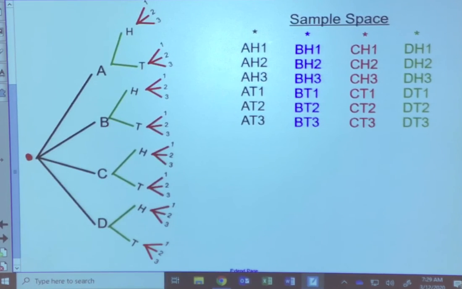So if you need to know the actual outcomes, a tree diagram is a good way to do it. We've done them before. Just take your time when you're drawing them. Think about your outcomes. Make sure you have the correct number of branches, and take your time when you're actually writing down the outcomes.